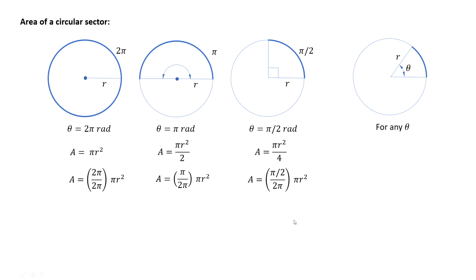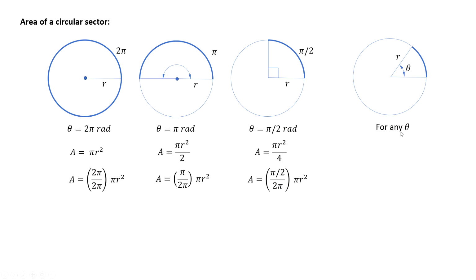You see how clever that is? Mathematicians do that all the time. So, let me repeat. What is the area of any kind of sector? Whatever is the angle subtended divided by 2 pi times pi r square.